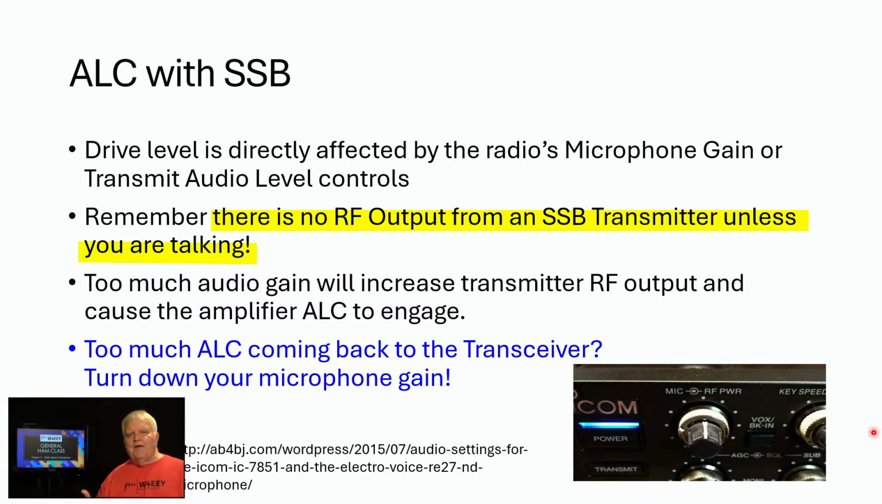You have to keep that in mind when we're talking about ALC with the amplifiers, where it's sending a correction signal back. There's no RF output from a single sideband transmitter unless you are talking. If there's too much ALC coming back to the transceiver from the amplifier, one thing you can do to minimize that is turn down the mic gain, turn down the audio level, and then things will balance out. That's what they're talking about with ALC level coming back from an amplifier to a transceiver. If there's too much, turn down the mic gain, and everything should balance out.